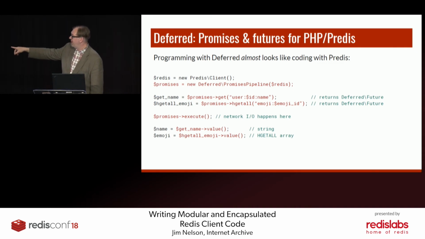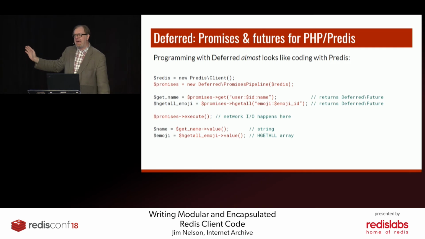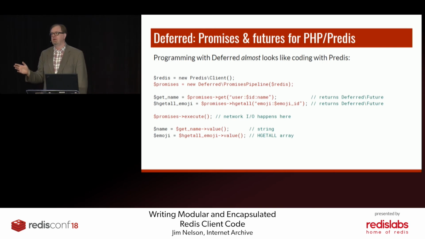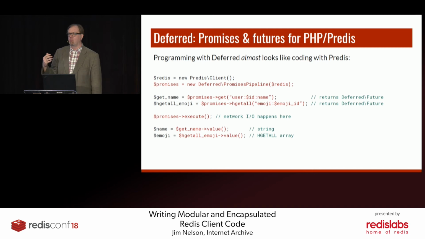When the promises is executed, it's just like the pipeline. That's where the I/O occurs. That's the single round trip to the server. And then you can pull the values out of the named objects. So now you're no longer looking at results 1 or results 3, 0. You're looking at the get name value. You're looking at the HGETALL emoji value. That value method is what holds the resulting data.